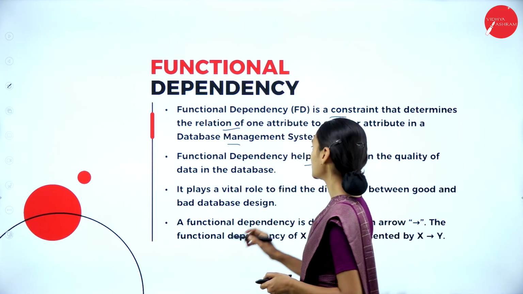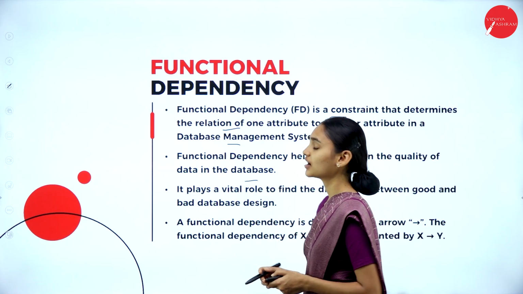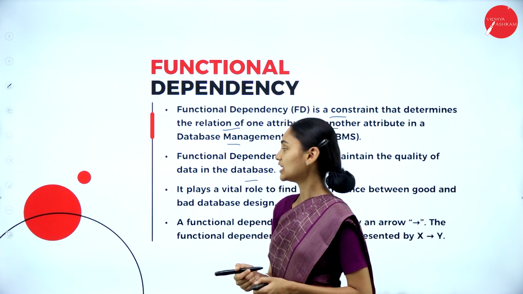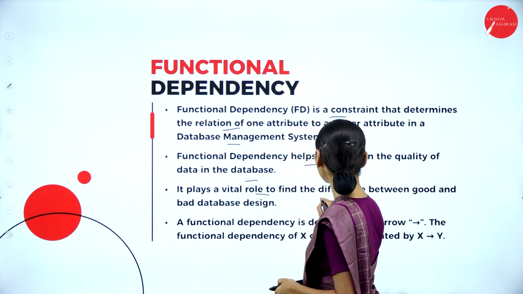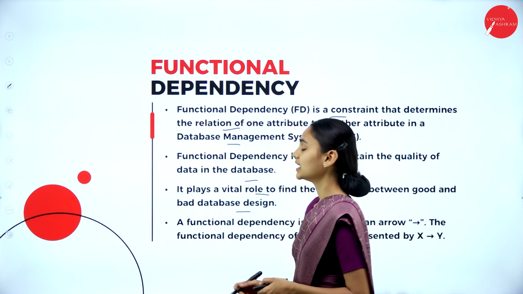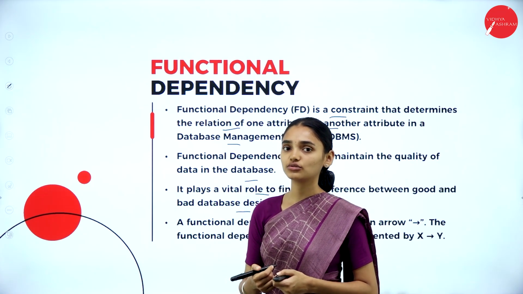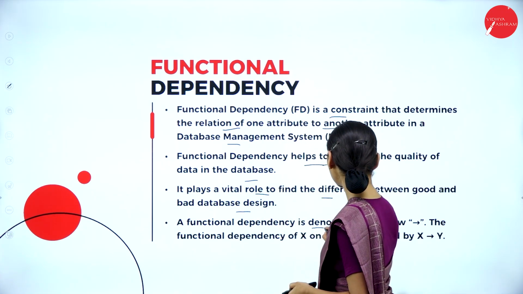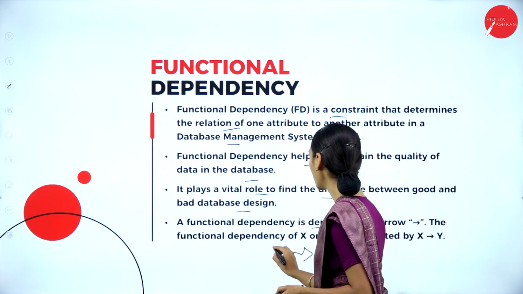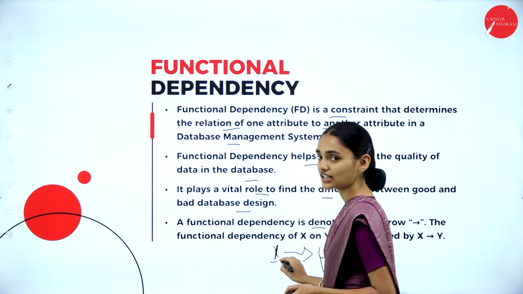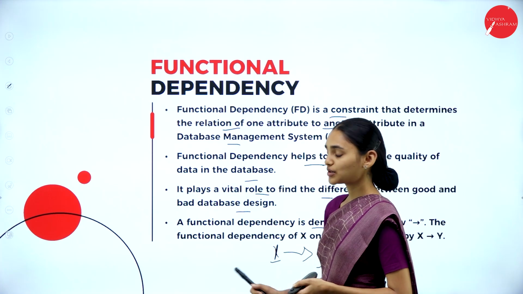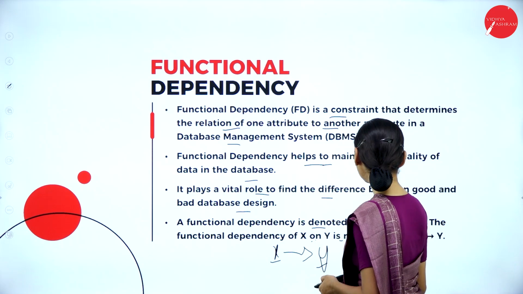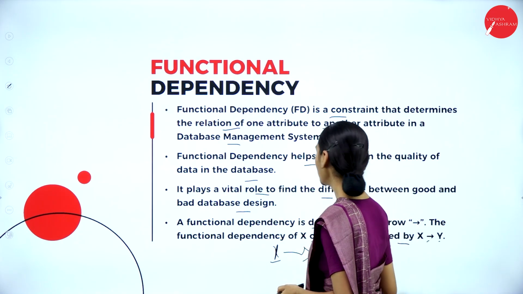Functional dependency helps to maintain the quality of the data in the database. It plays a vital role in differentiating between good and bad database design. The functional dependency is denoted by an arrow mark. Here X is a determinant and Y is a dependent. The functional dependency of Y on X is represented by X arrow mark followed by Y.